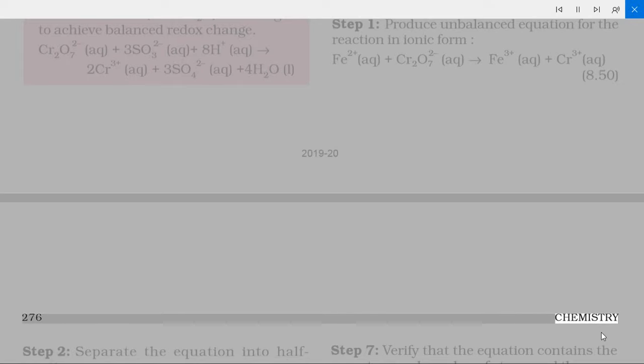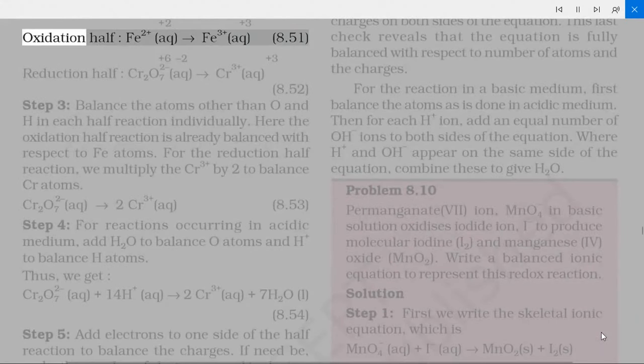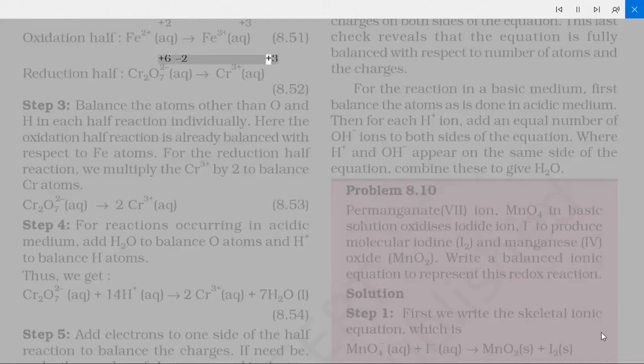Step 2. Separate the equation into half reactions. Oxidation half: Fe²⁺(aq) → Fe³⁺(aq) (8.51). Reduction half: Cr2O7²⁻(aq) → Cr³⁺(aq) (8.52). Step 3. Balance the atoms other than O and H in each half reaction individually.